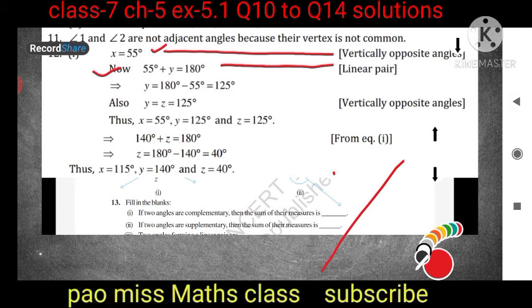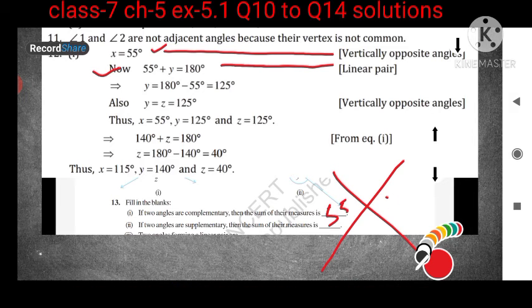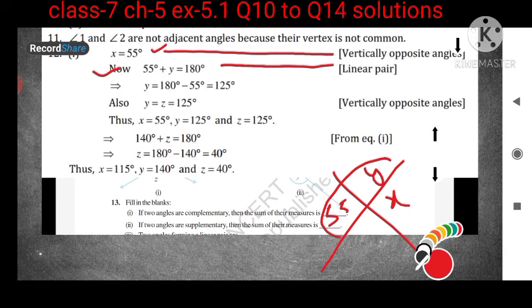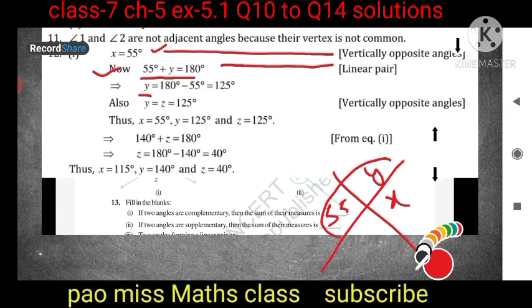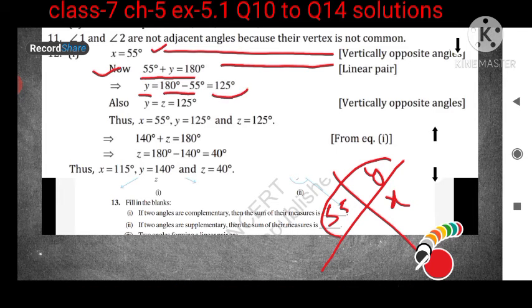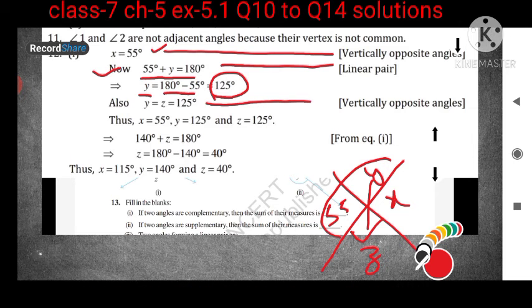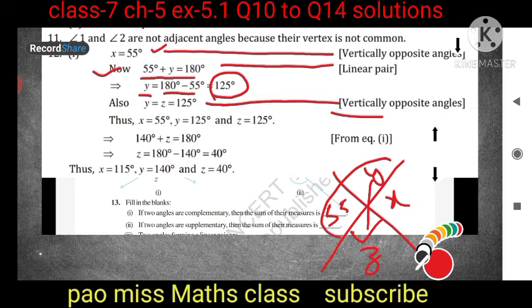Because it was forming like this, and here it is 55, and here x, and here y. So these two are what? Linear pair, isn't it? So 55 plus y is equal to 180 degrees. So from this we can find the value of y. Y equal to 180 minus 55 is equal to 125. Now if y is 125, then z will also be what? 125, because they are what? Vertically opposite angle. So y equal to z, vertically opposite angle. You have to write this one also, why they are equal.